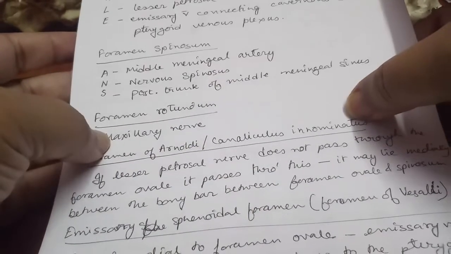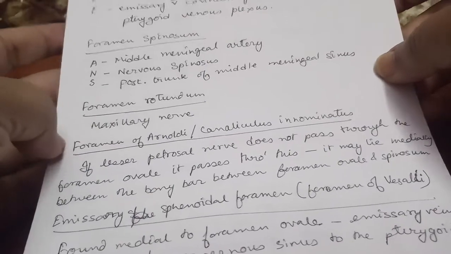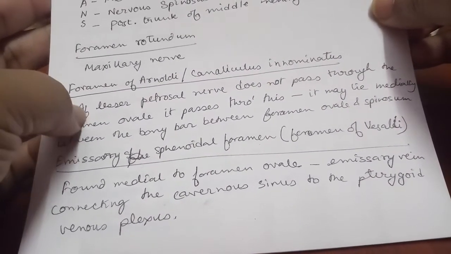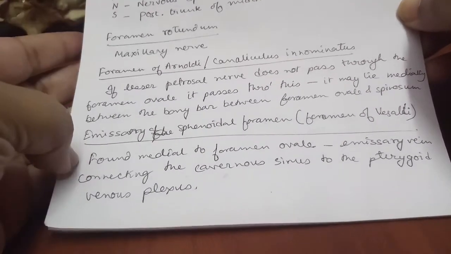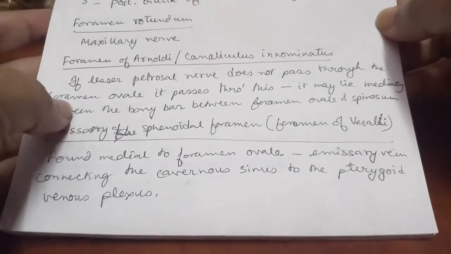It is the middle meningeal artery, nervus spinosus, and the posterior trunk of the middle meningeal vein. And through the rotundum, we have already said that it is only one nerve, that is the maxillary nerve, which is easiest to remember. Then the foramen of Arnold will give passage to the lesser petrosal nerve if it does not pass through the ovale, and also the emissary sphenoidal foramen will give passage to the emissary vein.